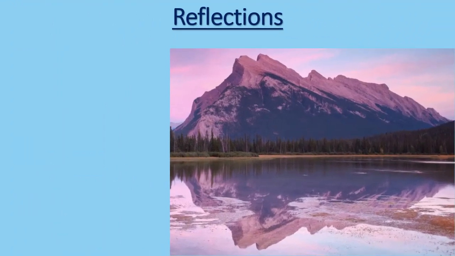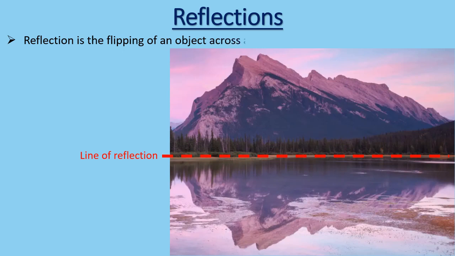Reflection is a mirror image of a shape that is reflected across a line called the line of reflection. Like the reflected image of that mountain in the water, and here is the line of reflection. In geometry, reflection is the flipping of an object across a line known as the line of reflection, which acts as a mirror and determines how the object will be flipped.